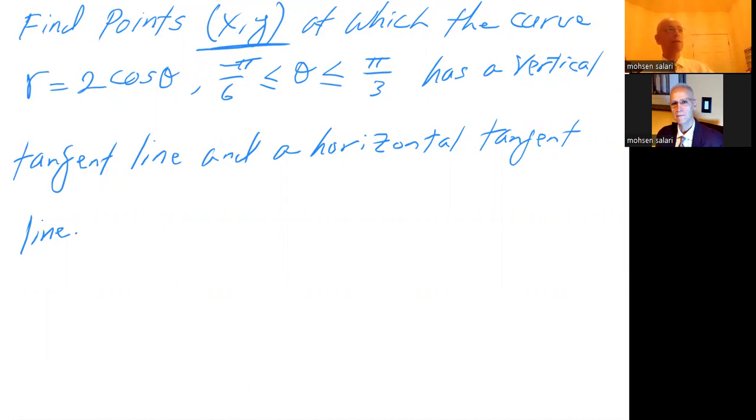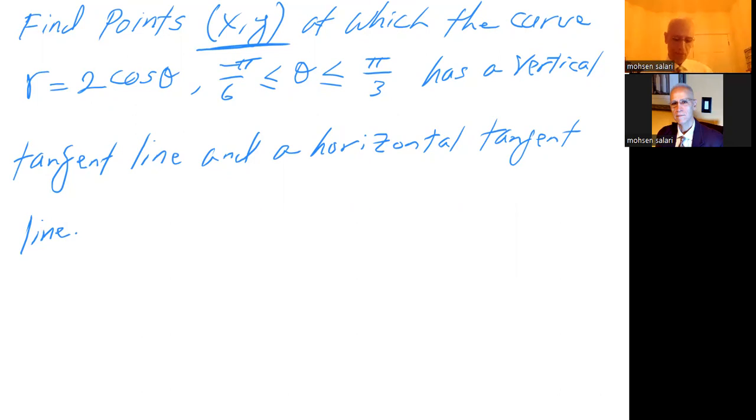The second thing that we have to pay attention to is r equals 2 cosine of theta. Now we have a polar form, so we have to convert that to Cartesian and work with it. And the third thing to pay attention to is that theta is between -pi/6 and pi/3. So we have a restricted domain.